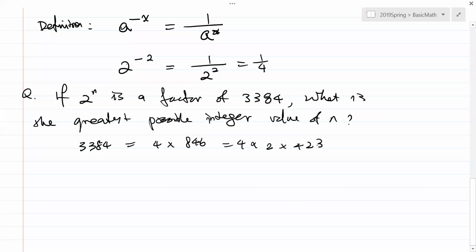Now 423 is going to be an odd number. It's not divisible by 2. So no more factor of 2 you can get. That's it. So it's 2 cubed times 423. So n should be equal to 3. Okay? This is about factors.